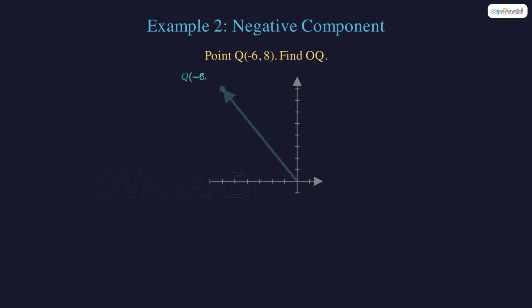Example 2. Q is at (-6,8). Position vector OQ is (-6/8). Negative x means we move left from the origin.